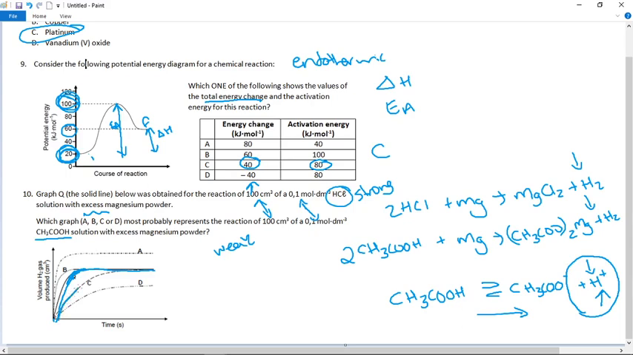So graph C is going to be the correct graph. Because why? It shows a slower rate of reaction, which we would expect because ethanoic acid is the weak acid, but it shows the same amount of products being formed, and based on the balanced equation and the concentration of reactants, we should end up with C. So A is wrong because we can't produce more gas, B is wrong because it's faster, and D is wrong because we don't make enough gas. So we want to make the same amount of gas but slower, and that is curve C.